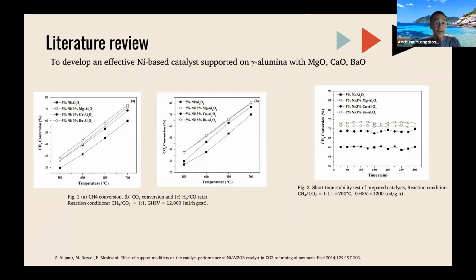For the literature review, this paper develops an effective nickel-based catalyst supported on gamma alumina with magnesium oxide, calcium oxide, and barium oxide. Figure 1 shows the methane conversion and carbon dioxide conversion. You will see that the magnesium, after adding to the catalyst, gives the highest conversion of methane and carbon dioxide. And then figure 2 shows the methane conversion with time. It shows that magnesium also gives the highest methane conversion over the 300 minutes.